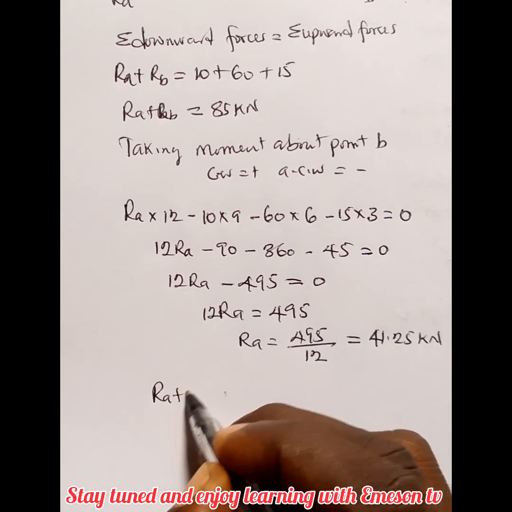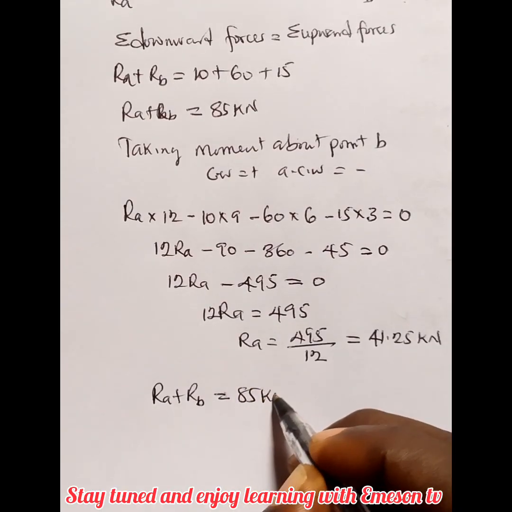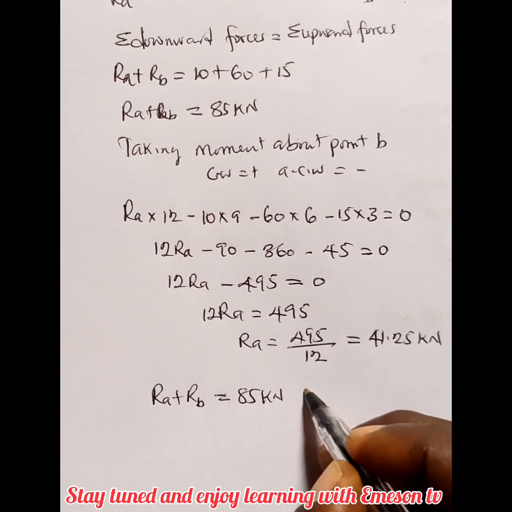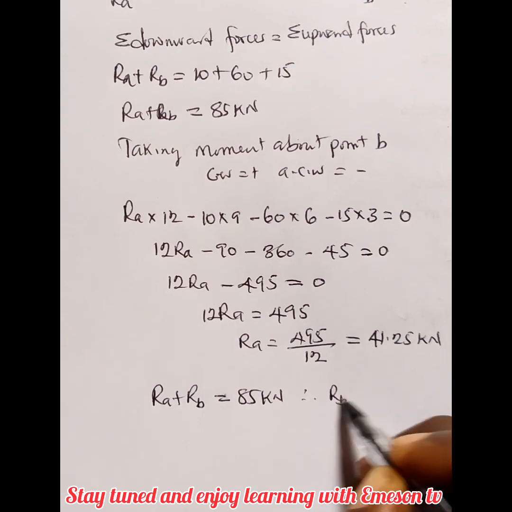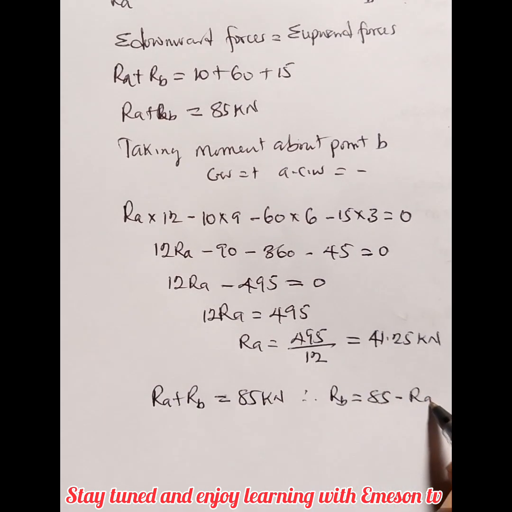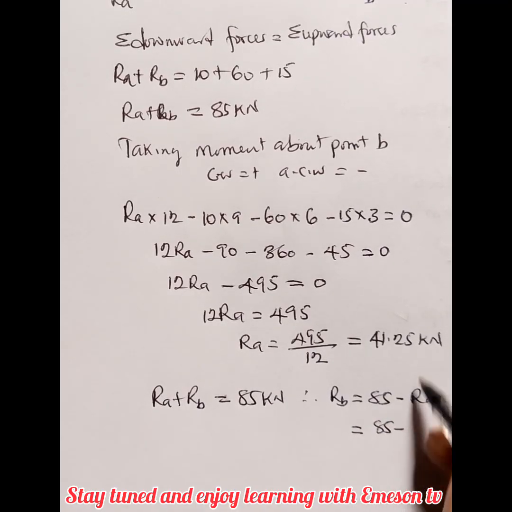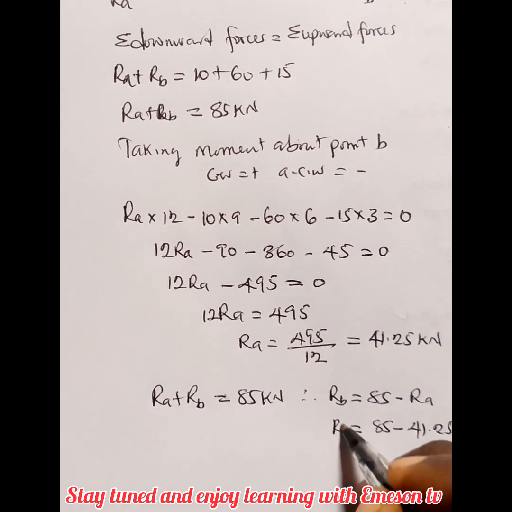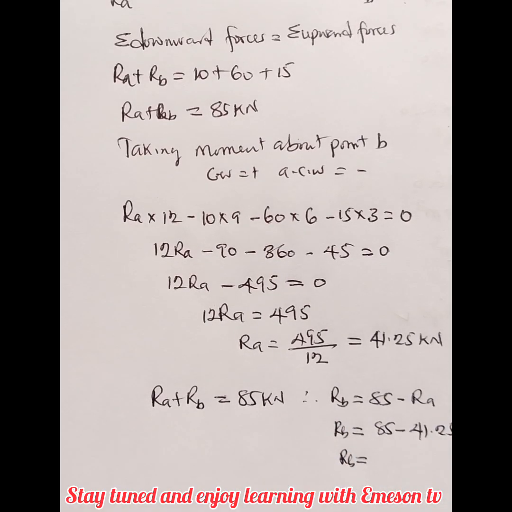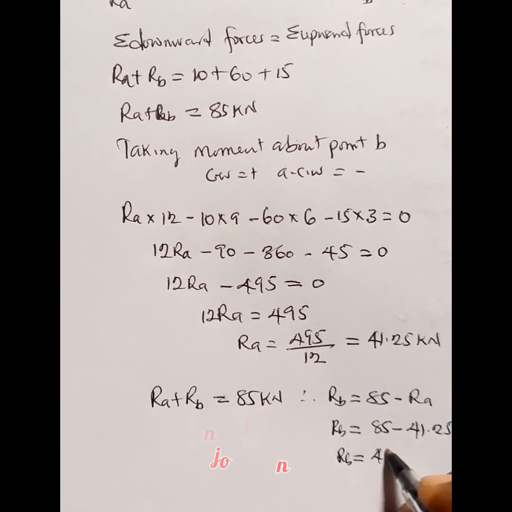Remember we said R_A plus R_B is equal to 85 kilonewton. So this simply means that R_B will be equal to 85 minus R_A, which is 85 minus 41.25. So this will give us our R_B, which is 43.75 kilonewton.